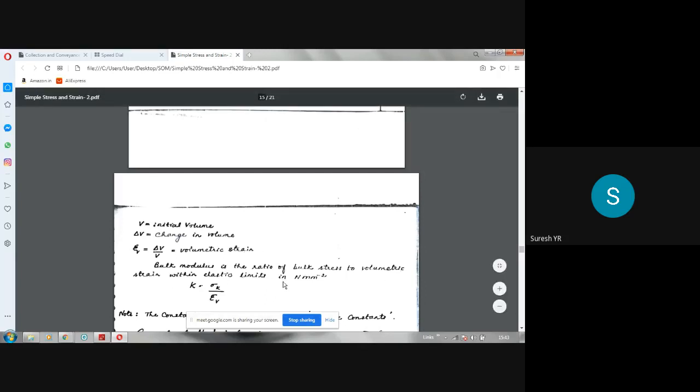Now bulk modulus is defined as the ratio of bulk stress to volumetric strain within elastic limits. It is also expressed in Newton per mm square. That is sigma k divided by epsilon v. So in the denominator, strain is volumetric strain here. Numerator, it is bulk stress.